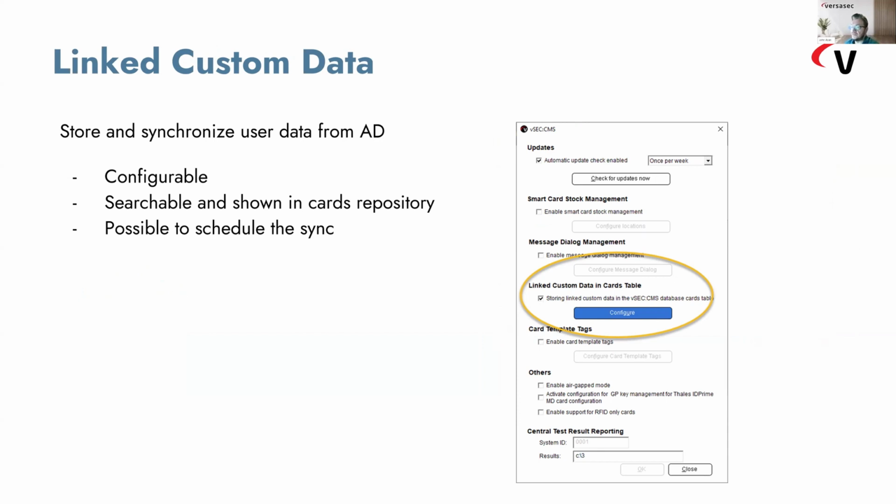Linked custom data to store and synchronize user data from your Active Directory inside of a Versasec CMS table in the application. So this data can be included in the credential search and can be configured to be shown in the Versasec CMS repository. This is really a relevant feature if a customer wants to search for the credentials using other criteria other than just a common name field, let's say.